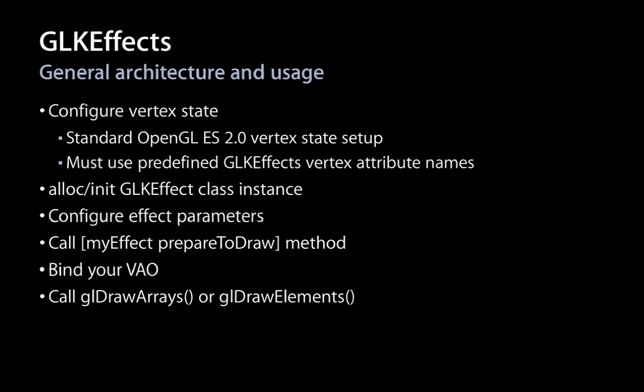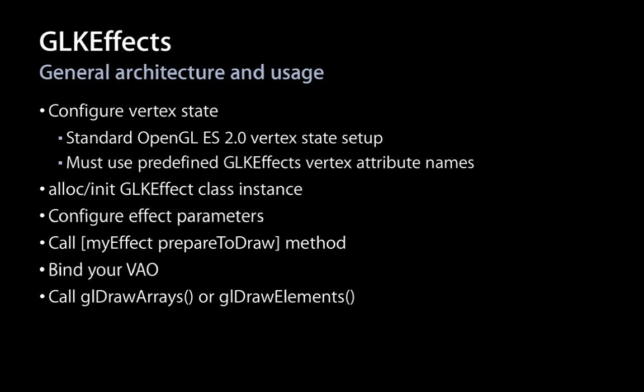You need to configure your vertex state. This is standard OpenGL ES 2 vertex state setup. The only thing in here is that you use a predefined GLKEffects vertex attribute name so that we can find out which vertices you've specified and what they correspond to in our shaders. And then you look at your GLKEffect class instance, either the BaseEffect or ReflectionMapEffect, and configure the effect parameters. You can enable things or set some parameters.